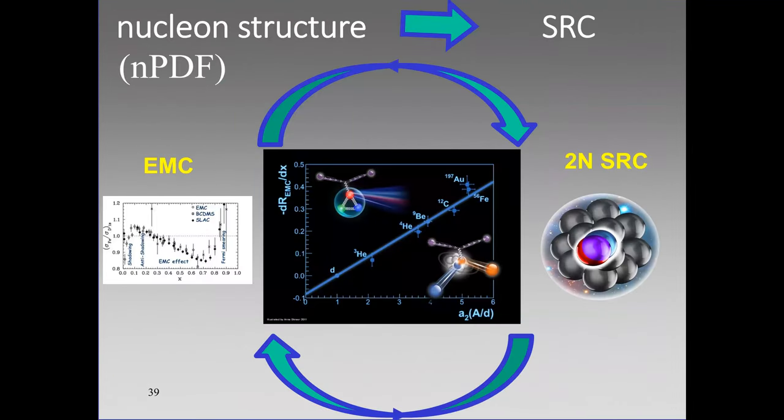Okay, so let me now go the other way. Let me go to what we know about parton distributions and try to see if I can get information about nuclear physics, under the assumption that the EMC effect and the short range correlations are mainly the fluctuation of the high momentum nucleons above the Fermi sea.